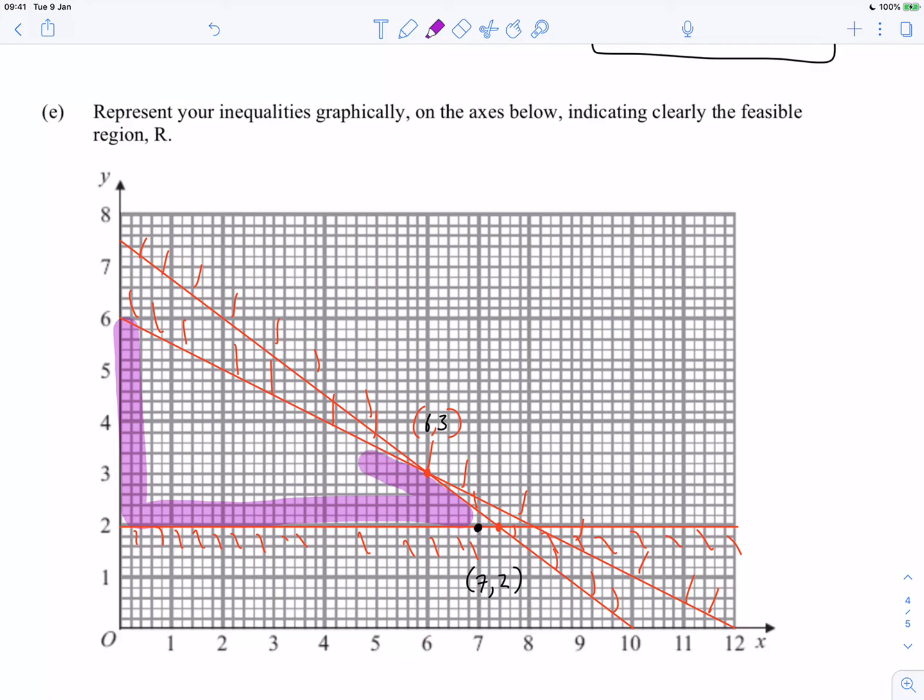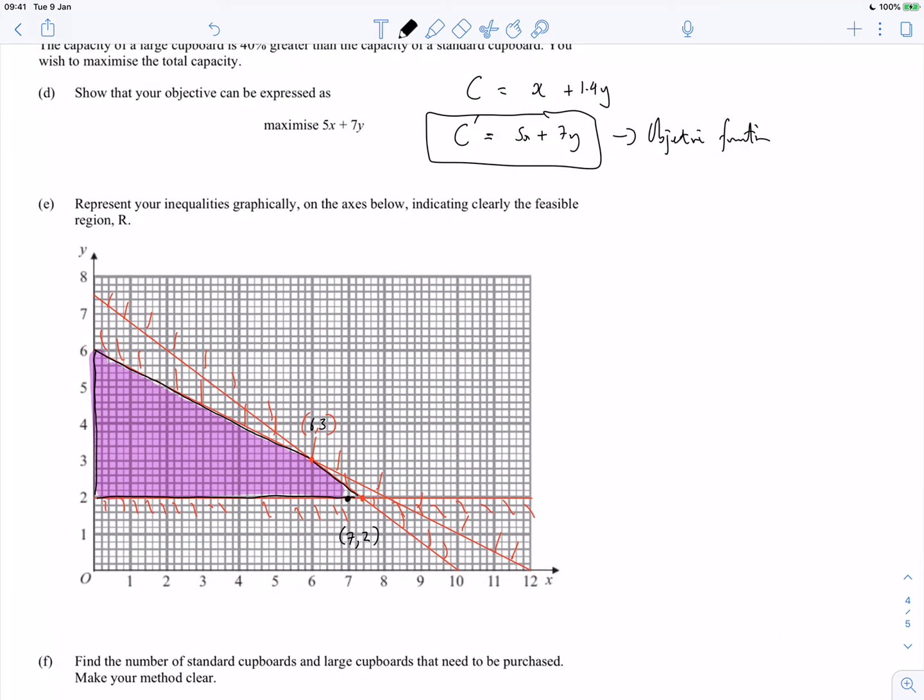It's this weird, funny, was it four-sided? Yeah, I think it's four-sided. It looks like a triangle, but it's actually got a bit of a deflection going on. It's got a straight line bit here, and it gets deflected down at 6,3, and then it's a straight line. And it's like that. Represent your inequalities graphically on the axis below, indicating clearly the feasible region. This is my feasible region R.